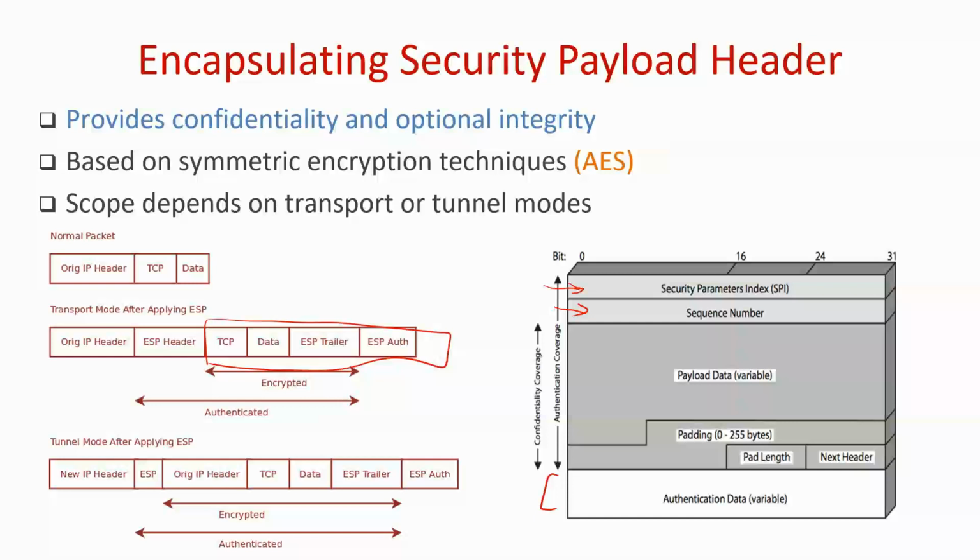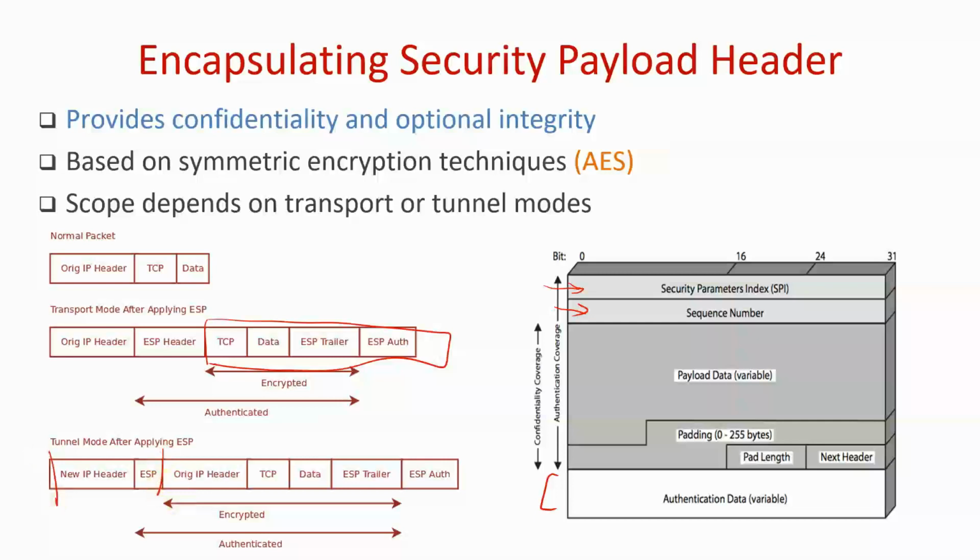If you are in tunnel mode, then what you will see here is that you take the original IP header and you encapsulate it in a new IP header, and then everything starting from the original IP header will be encrypted in this case. This is the difference between the transport mode and the tunnel mode.